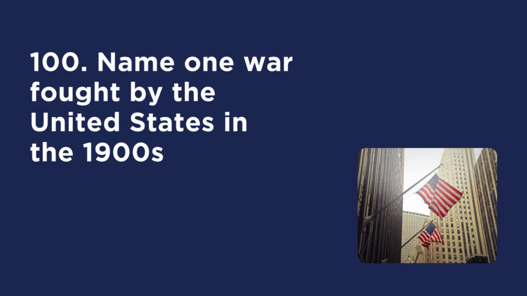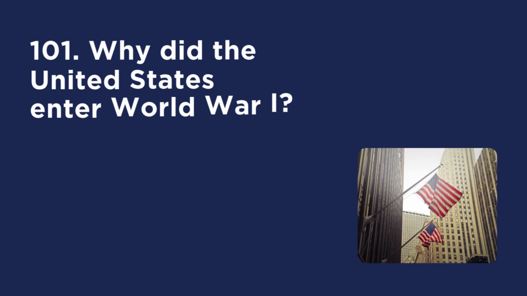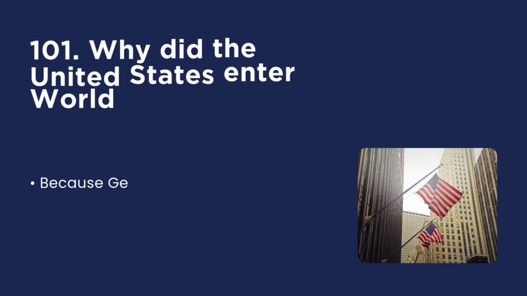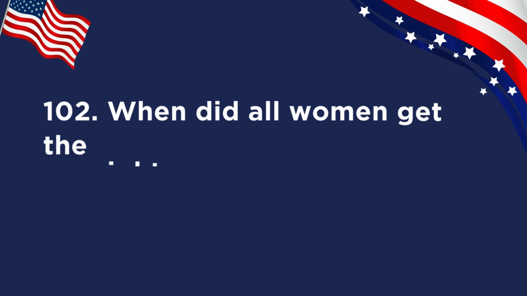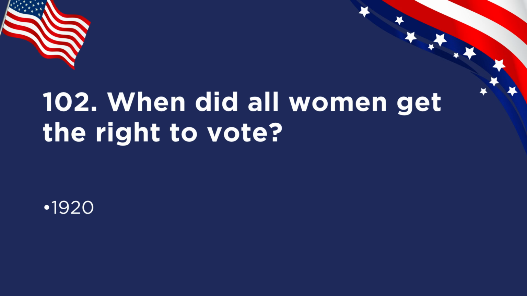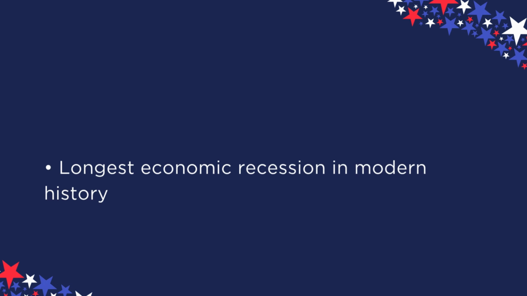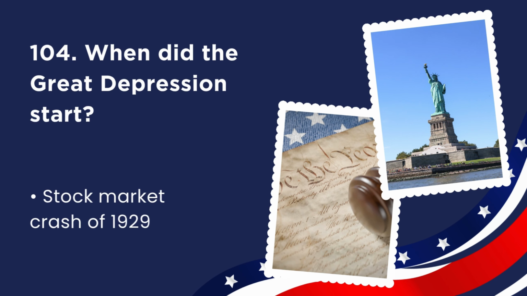Name one war fought by the United States in the 1900s. World War II. Why did the United States enter World War I? Because Germany attacked U.S. civilian ships. When did all women get the right to vote? 1920. What was the Great Depression? Longest economic recession in modern history. When did the Great Depression start? Stock market crash of 1929.